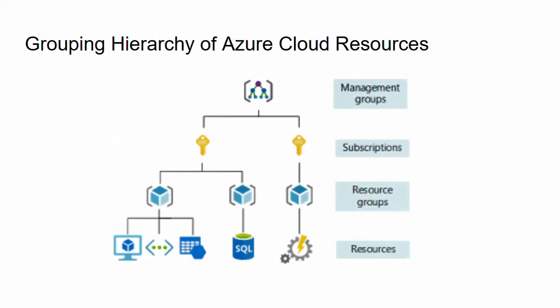At the lowest level of the hierarchy, there are resources, individual resources like a virtual machine, a virtual network, a storage account, things that you created. Then you group resources into resource groups, resource groups are grouped into subscriptions, and the subscriptions are grouped into management groups. But what's the difference between resource group, subscription, and management group?